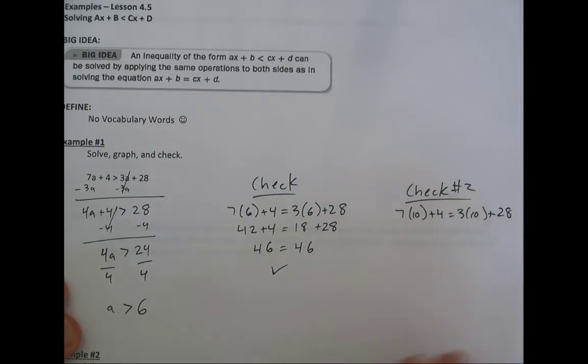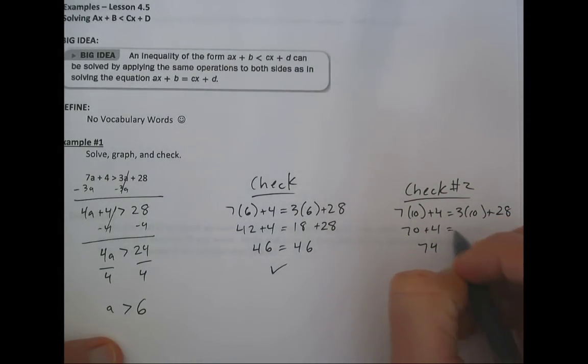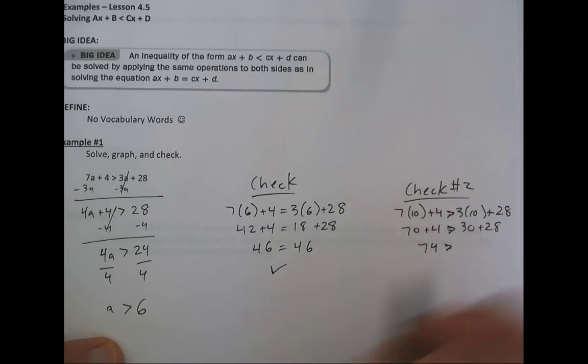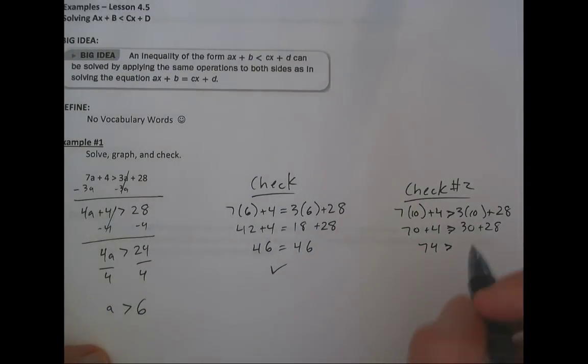Slide over here so you can see it. So we're going to multiply, and we're going to get 74 on the left. We're going to get 30 plus 28. Oops, and I already messed up. This should be your greater than sign, not an equal sign, because we're testing to see if our greater than or our less than sign is correct. So we're going to get 58 over here, definitely not equals.